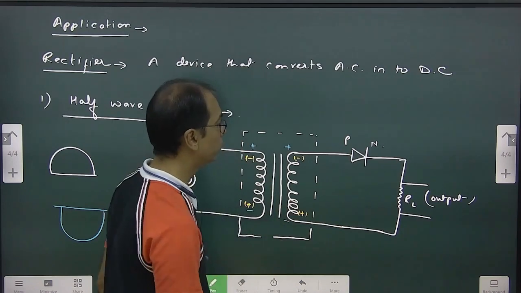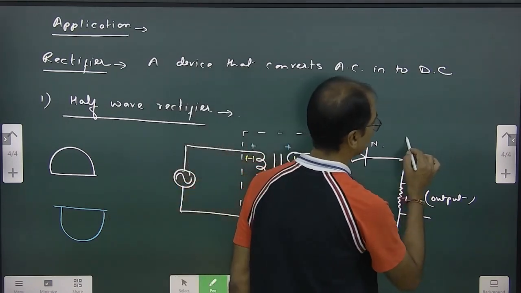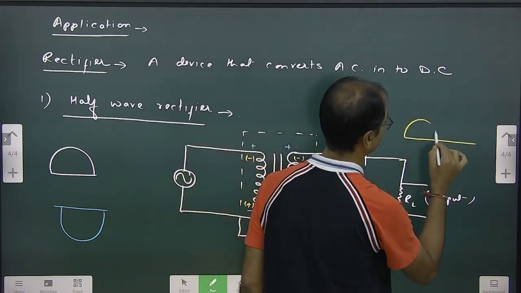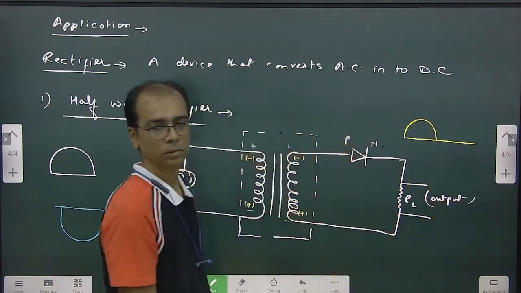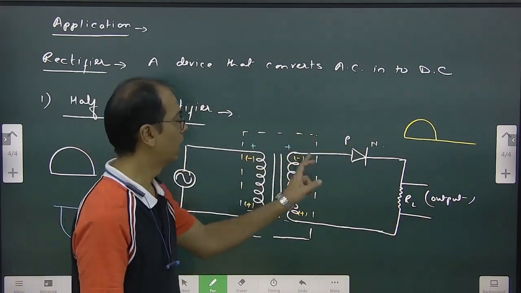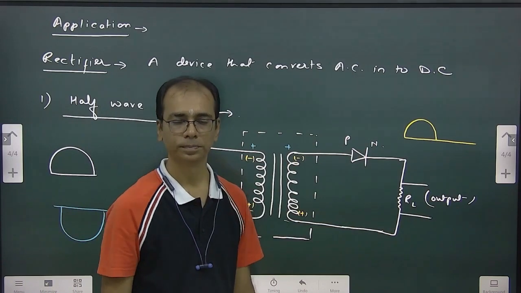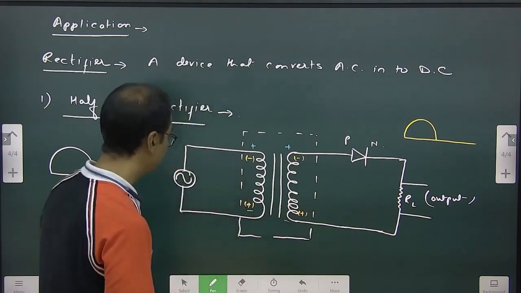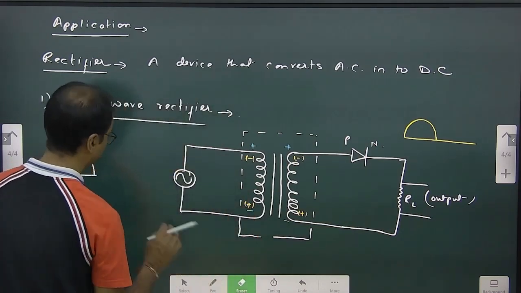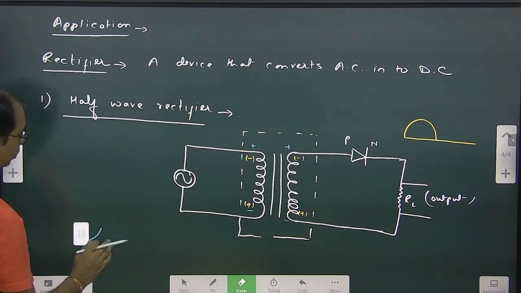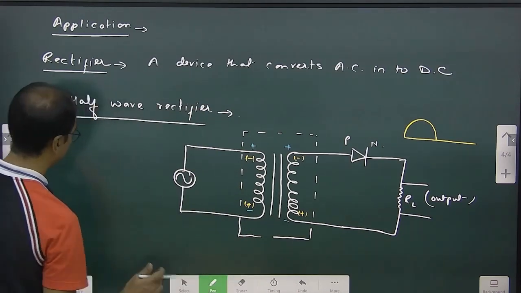So how is the output? The output is like this, because only half the wave got rectified. If we make a full diagram in which we show the input as well as the output, how will it be? It will be like this.